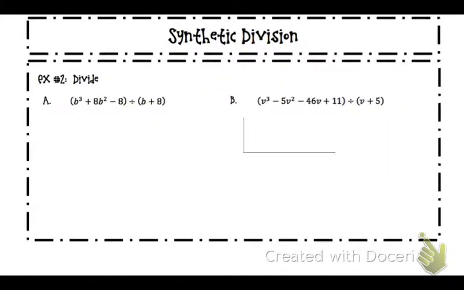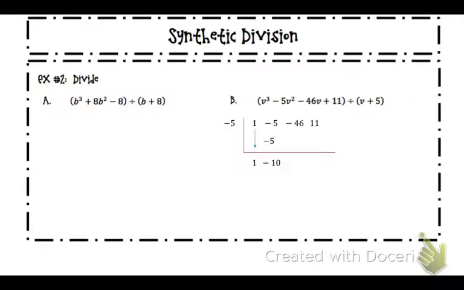Let's do letter B. So first, let's write our numbers inside. So it's 1, negative 5, negative 46, and 11. The outside number is negative 5. So you bring down the 1. 1 times negative 5 is negative 5. Negative 5 plus negative 5 is negative 10.